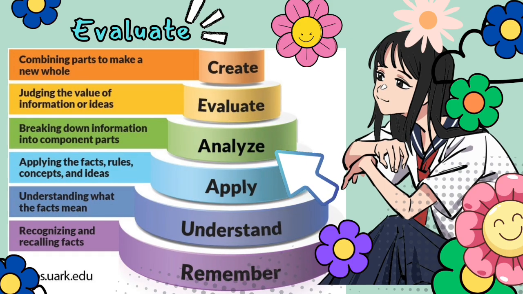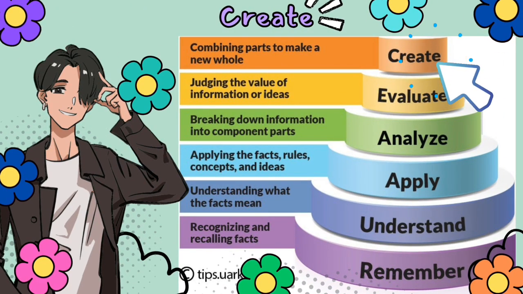The last level of Bloom's taxonomy is creating, the highest level. This level focuses on innovation and original thinking. Learners generate new ideas, products, or perspectives by combining knowledge creatively. Examples include designing a new scientific experiment, composing a poem, or developing a business proposal.